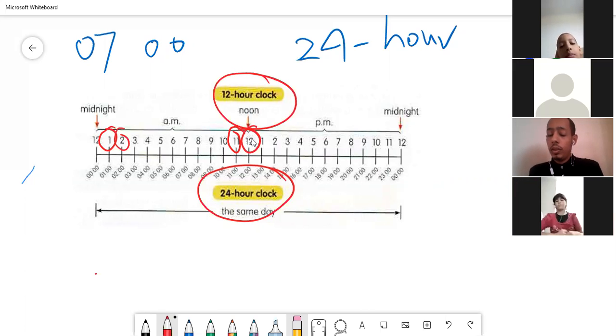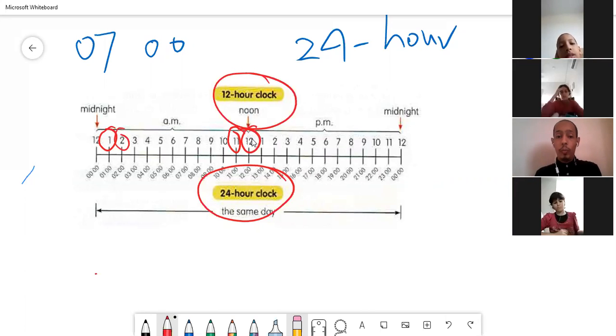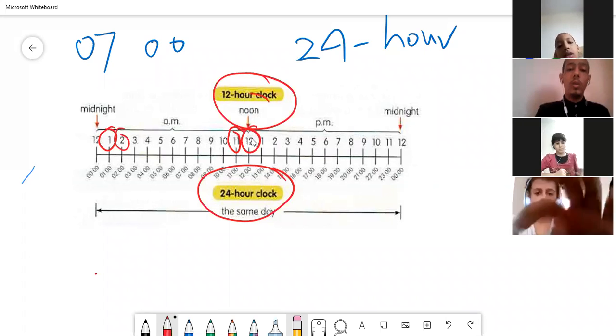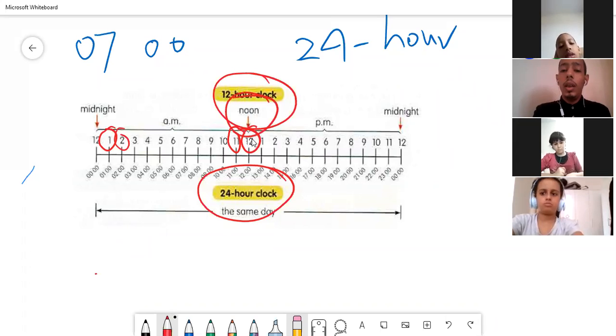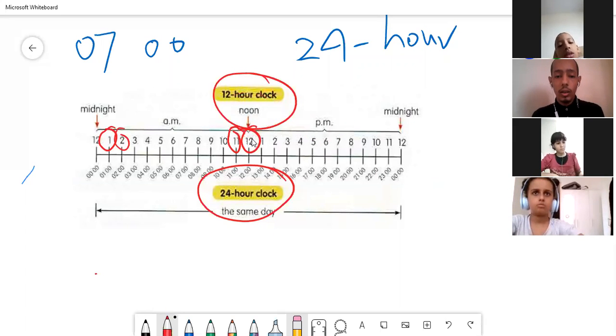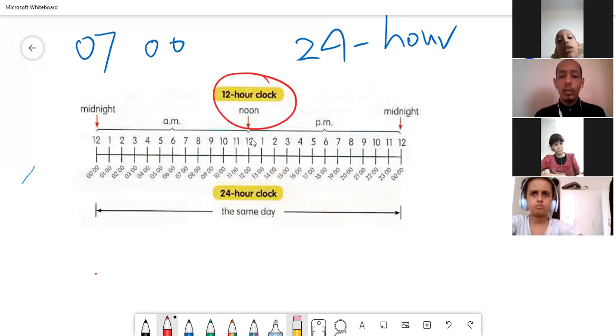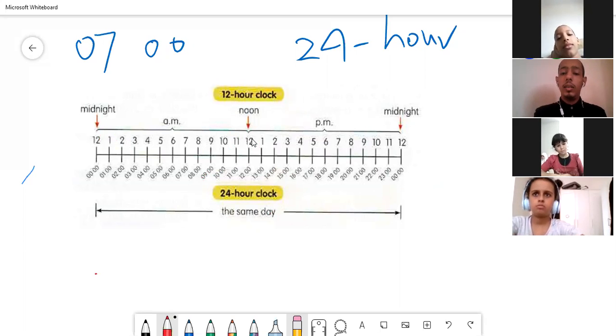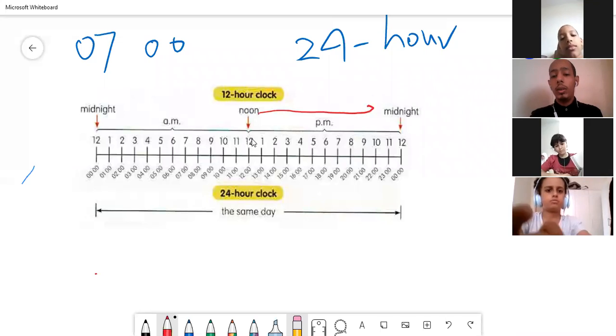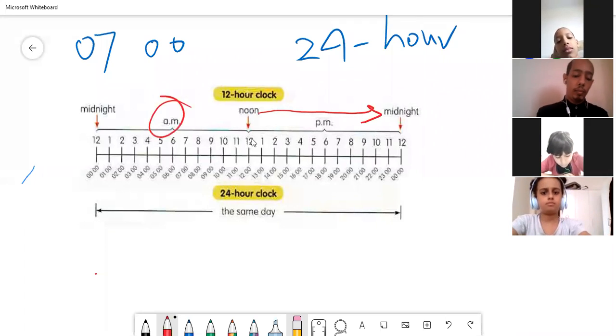Like this time right now, it is 12:57, right? When I'm talking, it is 12:57, so it is noon, so it is PM. Yes, now it's PM. Then it stays PM until midnight comes again, and we say it is AM.